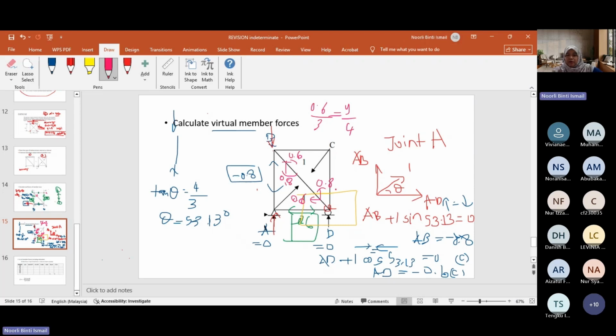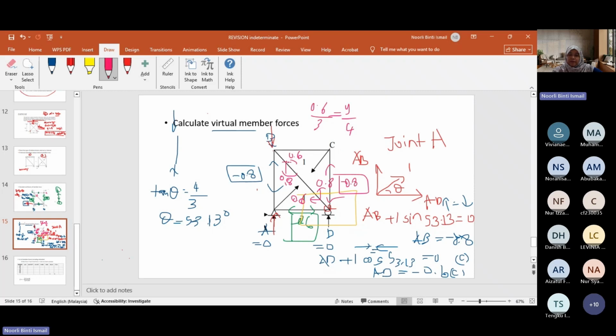So for the CD, we don't do yet. Kan? So if you look at the yellow line here, we have one Y direction, which is upward. So this one will be downward lah. Downward. This one upward, balance back. So here will be 0.8 negative. Same like this.